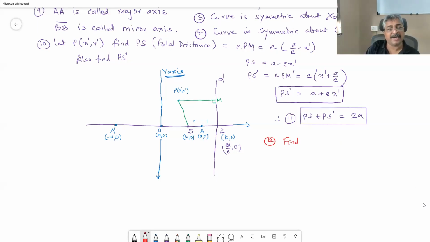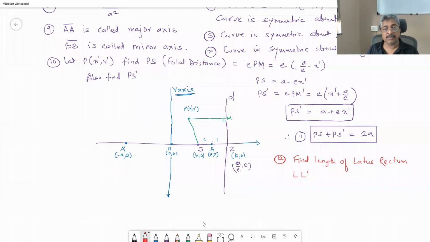LL dash is a latus rectum, which is a chord perpendicular to x-axis passing through focus. Find length of latus rectum, LL dash.